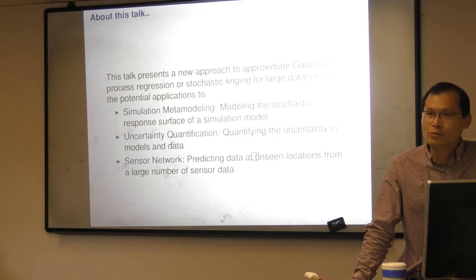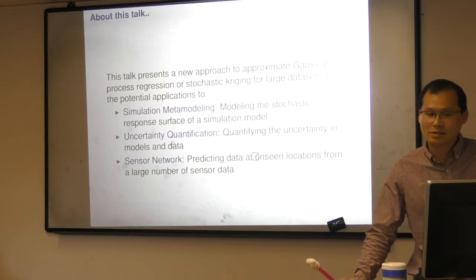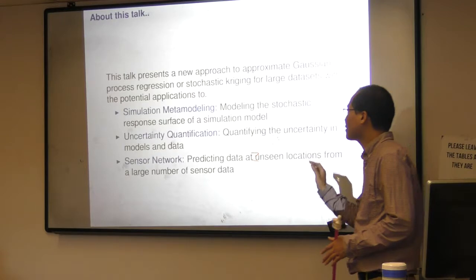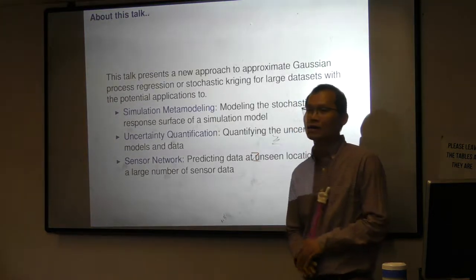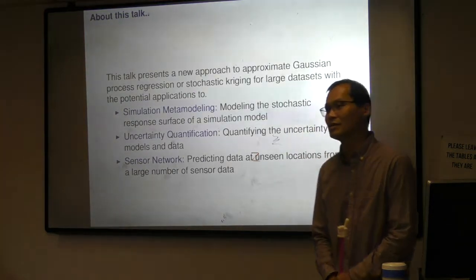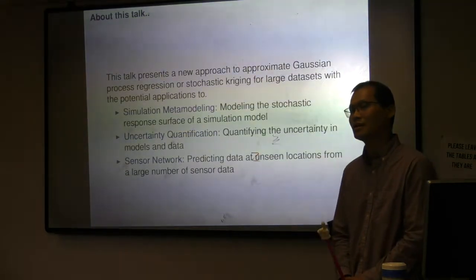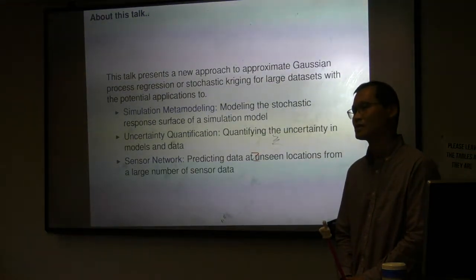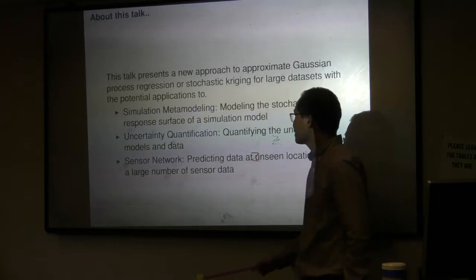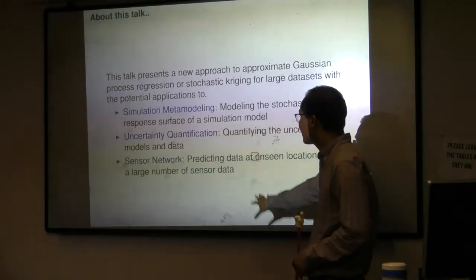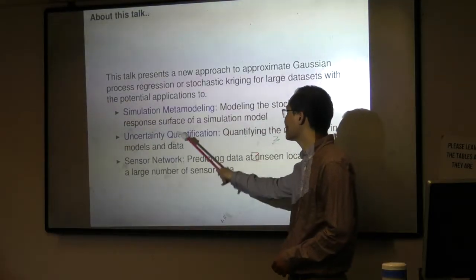Our potential applications of the Gaussian process are three things. I understand the Gaussian process is quite widely utilized in spatial statistics, geospatial statistics, and also in general regression in machine learning. But from the engineering viewpoint, we have three applications. One is simulation metamodeling.